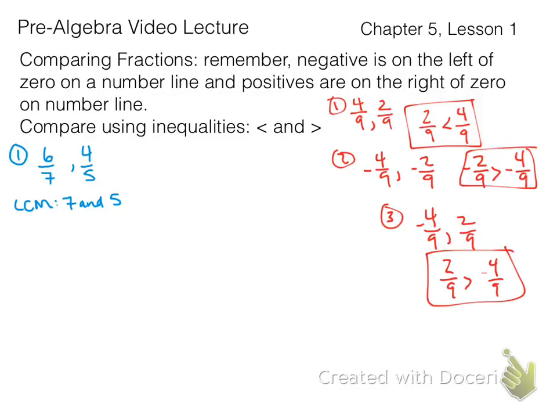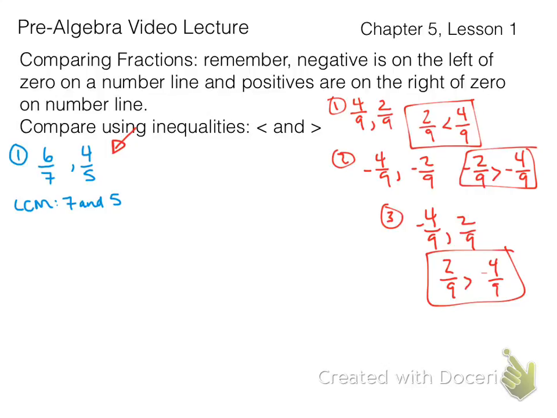Well, you can find the LCD instead of the LCM. The LCD is found the same way as the LCM. It's just that you're finding the common denominator as opposed to the least common multiple. To find the least common denominator, you do it the same way you found the least common multiple. So let's find the LCM for 7 and 5, because we have 6/7 and 4/5.